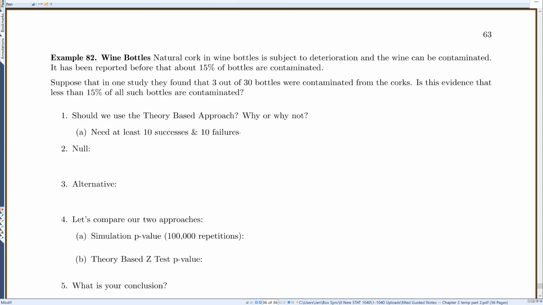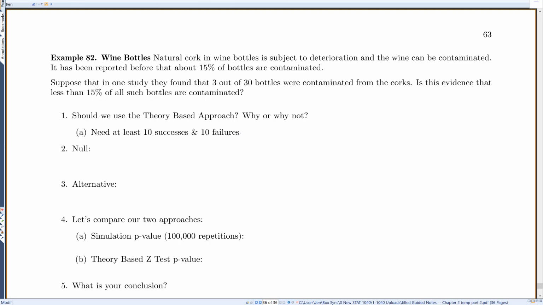Okay, so one more example. Wine bottles. The natural cork in wine bottles is subject to deterioration, and then the wine can be contaminated. So it's been reported before that about 15% of bottles are contaminated. Suppose in one study they found that 3 out of 30 bottles were contaminated from the corks. Is this evidence that less than 15% of all such bottles are contaminated?